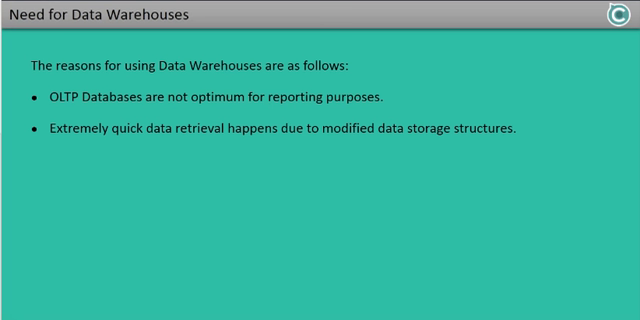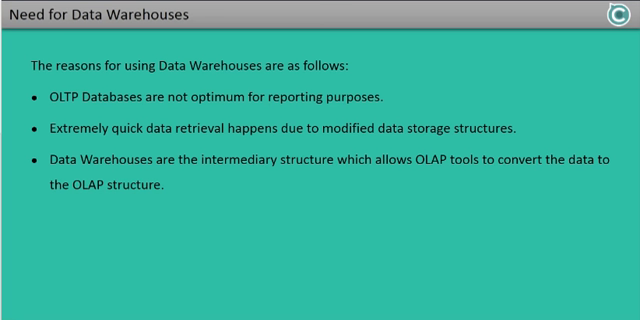When performing business intelligence operations, which consist of analyzing thousands, if not millions of records of data quickly, a standard structure as stored in a table is inefficient. In fact, even a data warehouse structure is not optimum for that level of analysis. OLAP structures, therefore, have a completely different structure and implementation. Databases, however, cannot be directly converted to an OLAP structure. Data warehouses are the intermediary structure which allows OLAP tools to convert the data to the OLAP structure.